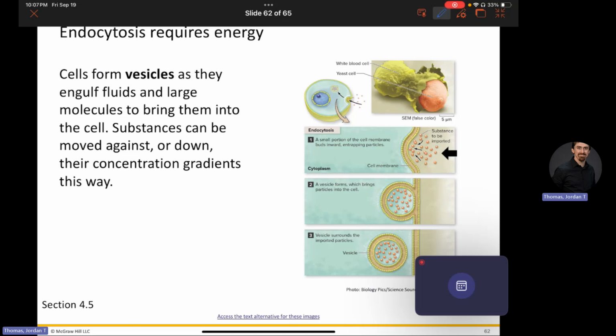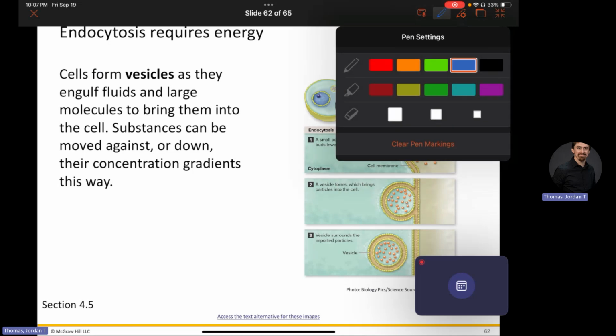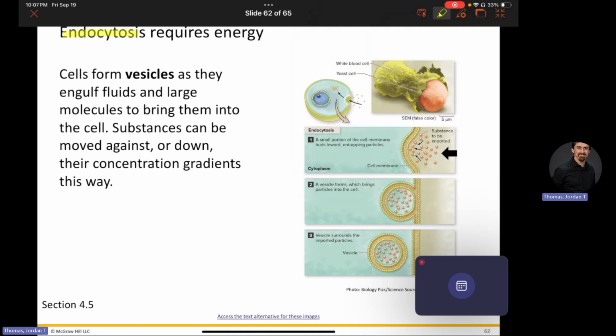We got a couple more examples. We got about 3 to 4 more slides. So we got the last couple examples. One is endocytosis. I'm gonna break this word down. Endo means inside. Cyto means cell. So we're moving something in the cell. This is a form of active transport.